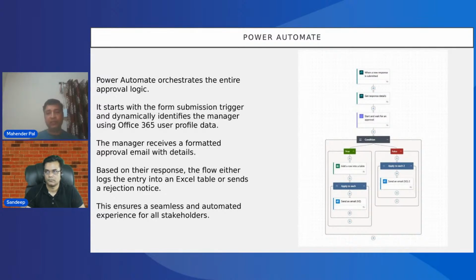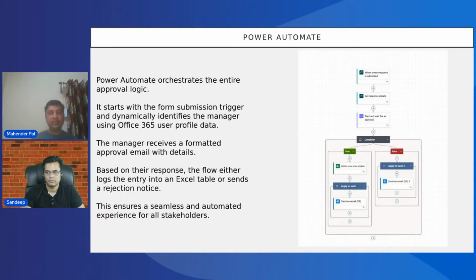Then again, we are using the Excel connector here. Using that Excel connector, we are recording that information in Excel Online. And after that, we are sending a notification to the user to notify them that the approval process is done, your request is approved, and you will be getting your amount soon from the finance department. And if it is not approved, then they will get a rejection email.